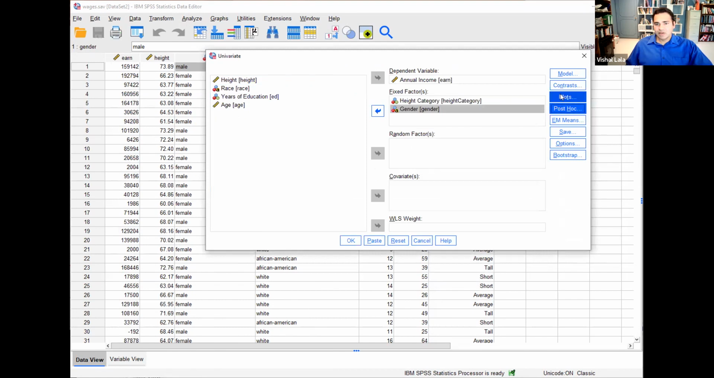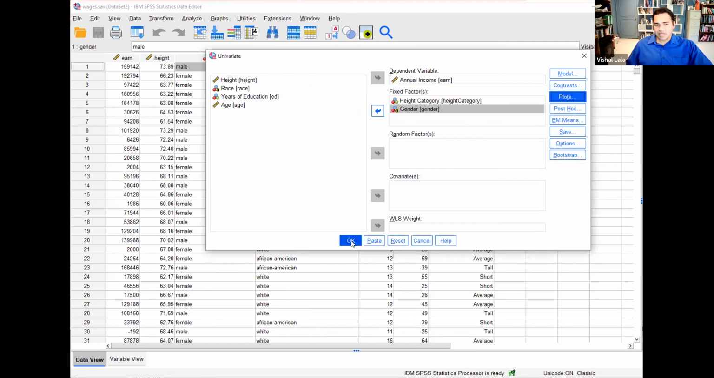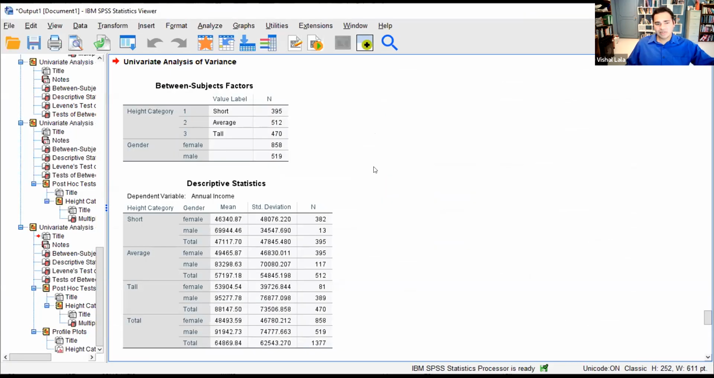Under plots, I'm going to move height category over to horizontal axis, gender to separate lines. Click add. Now I think we have it all set up. Hit OK. Last thing we'll do is go to the output window and take a look at our results.